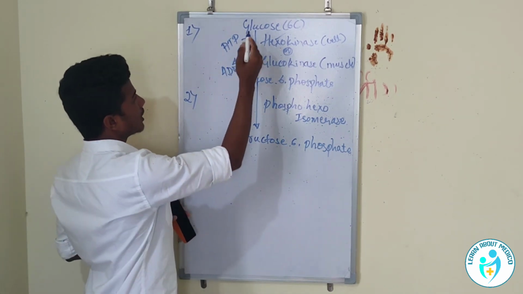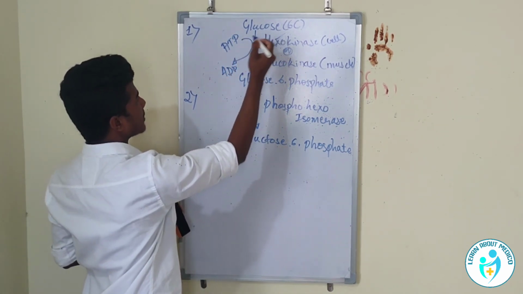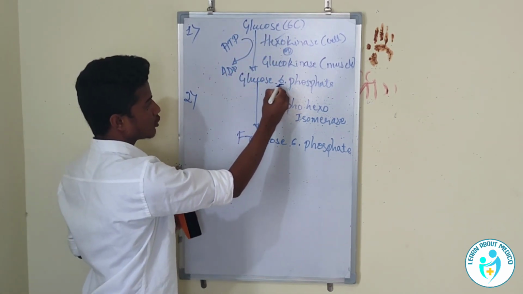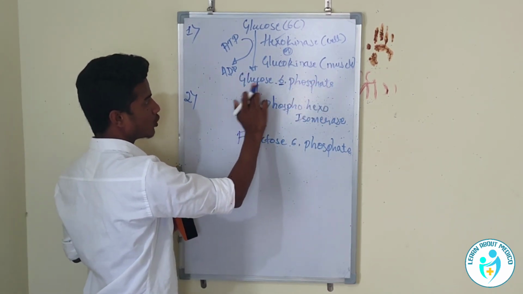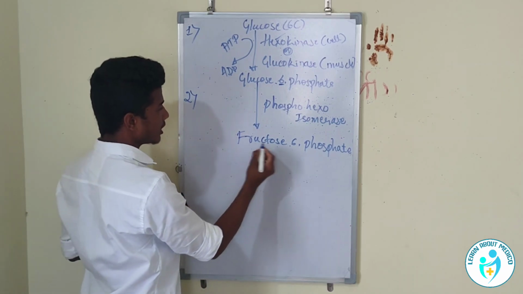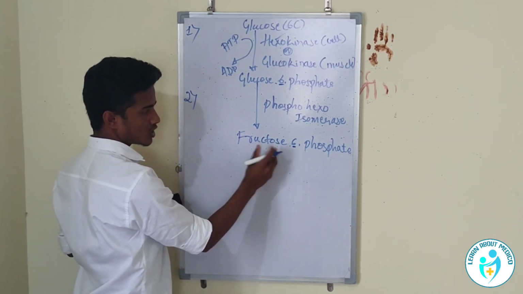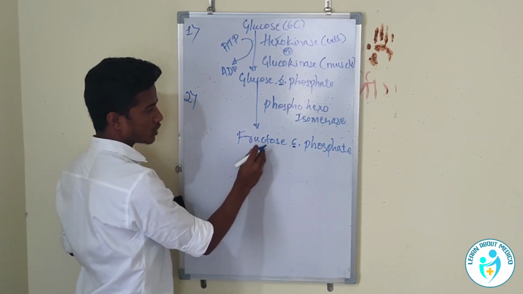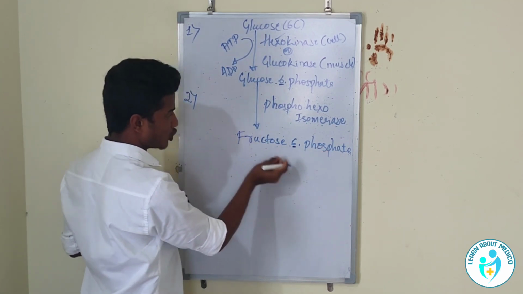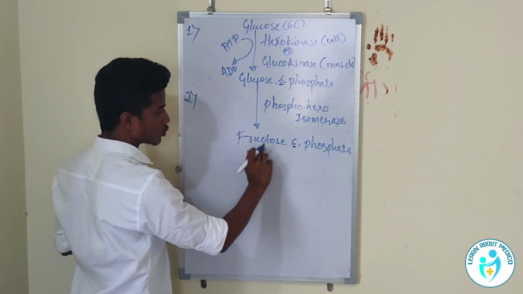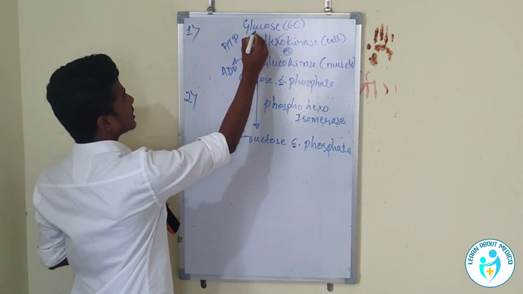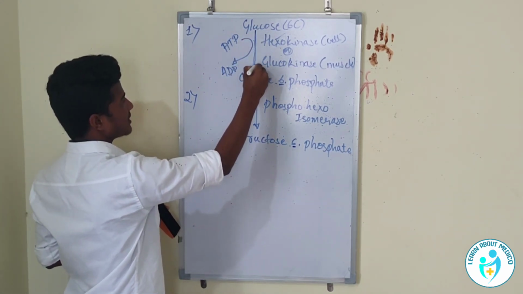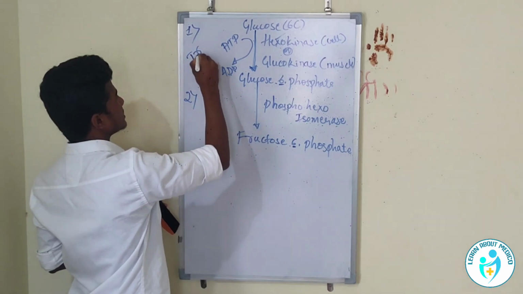Here what happens: in the first step, on the 6th carbon of the glucose molecule, the phosphate group is added. That's why the name is given glucose 6 phosphate. Here, on the 6th carbon of the fructose molecule, the phosphate group is added. That's why it is called fructose 6 phosphate. And the first step is an irreversible step.